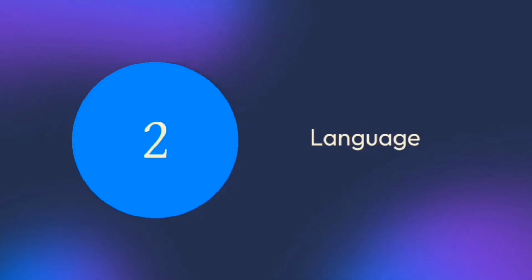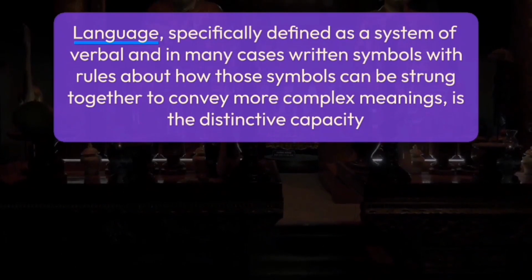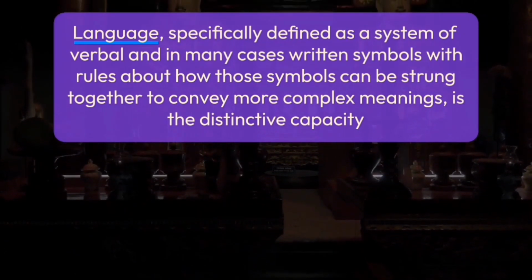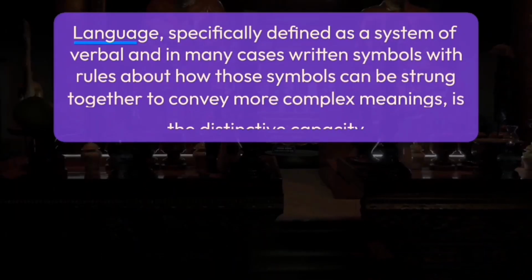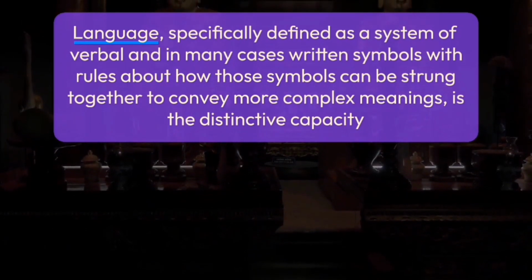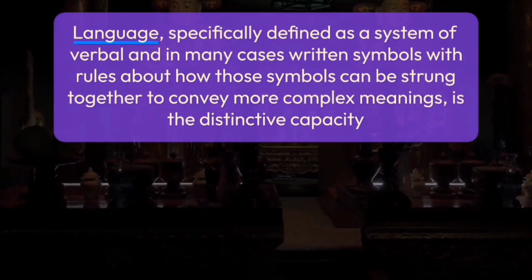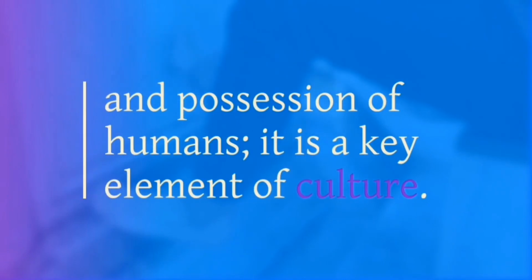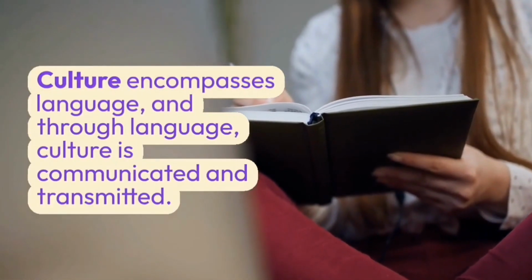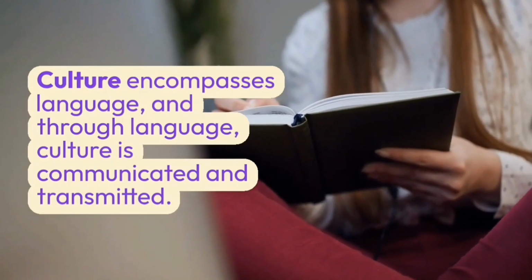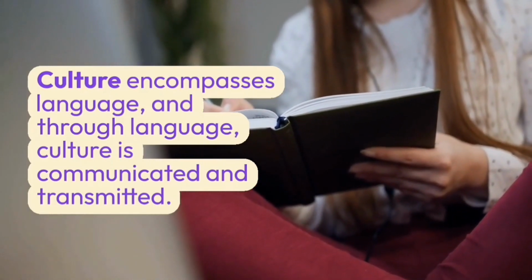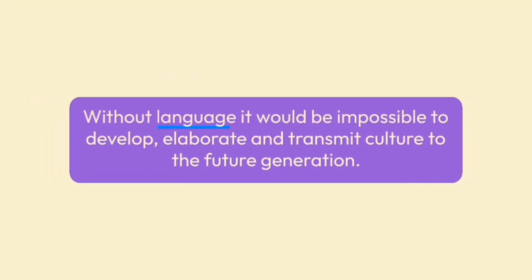2. Language. Language, specifically defined as a system of verbal and in many cases written symbols with rules about how those symbols can be strung together to convey more complex meanings, is the distinctive capacity and possession of humans. It is a key element of culture. Culture encompasses language, and through language, culture is communicated and transmitted. Without language, it would be impossible to develop, elaborate, and transmit culture to the future generation.